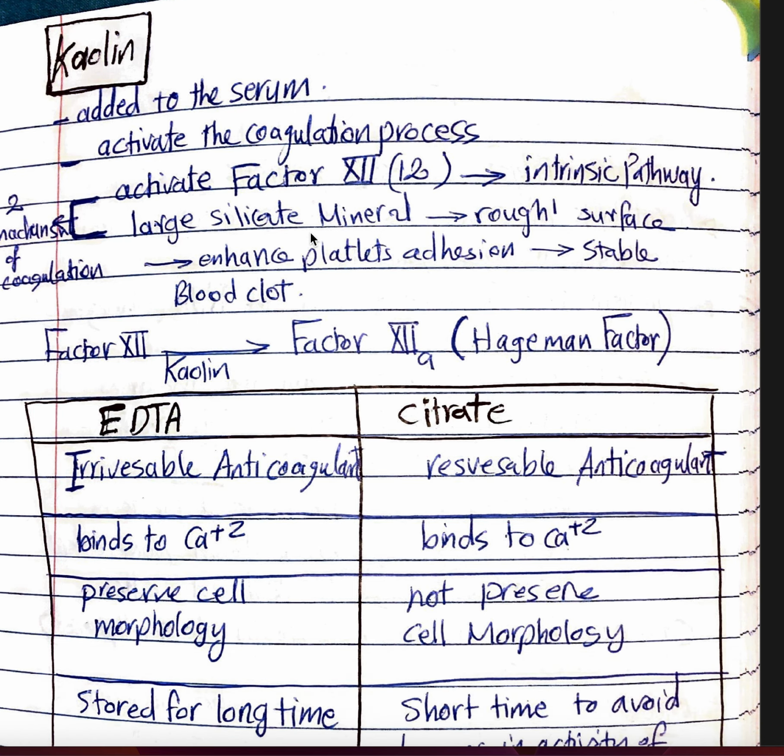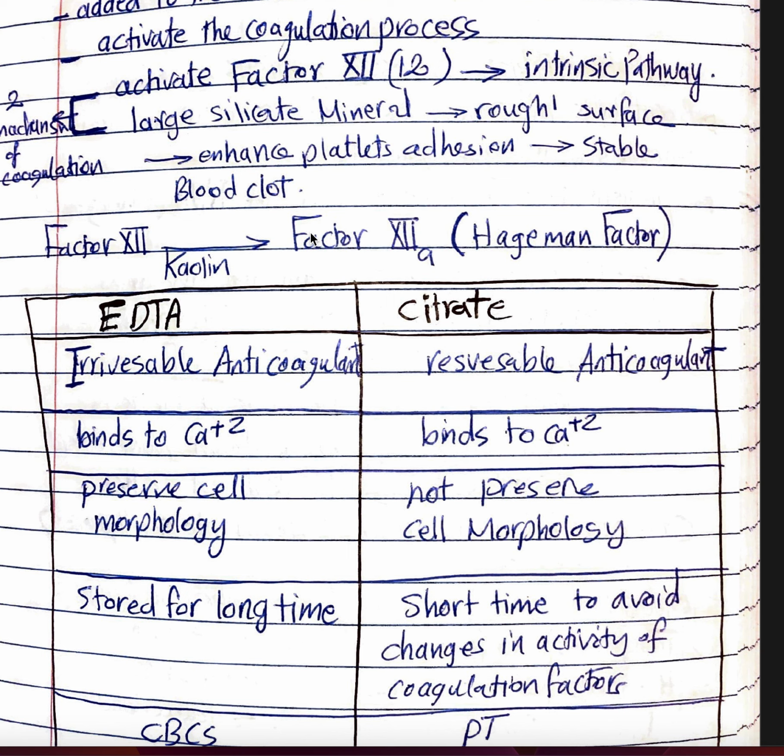Now we go to another thing: EDTA and citrate. Remember that EDTA and citrate are anticoagulants. So, like we just said, citrate is an anticoagulant, EDTA is also an anticoagulant. The only one that is a coagulant is kaolin. Okay, remember that. Both of them act as anticoagulants, okay?